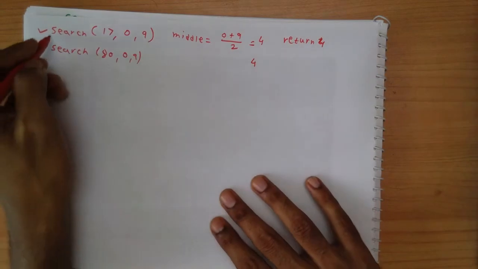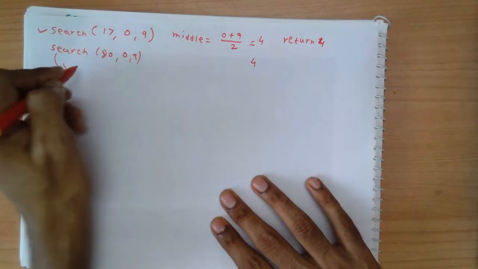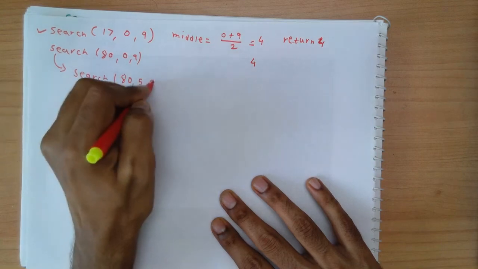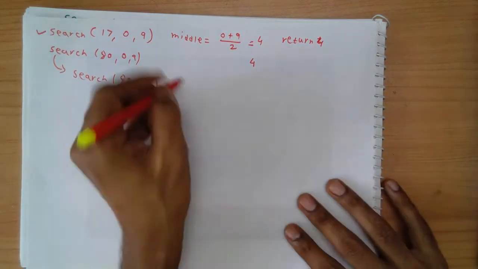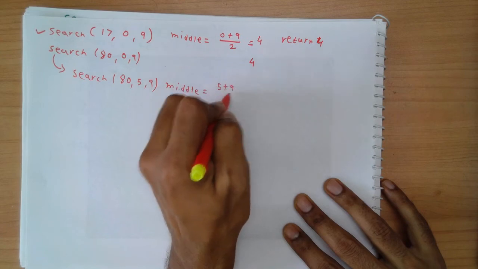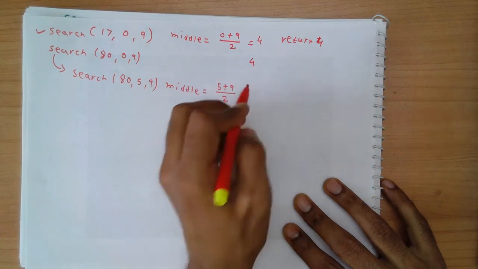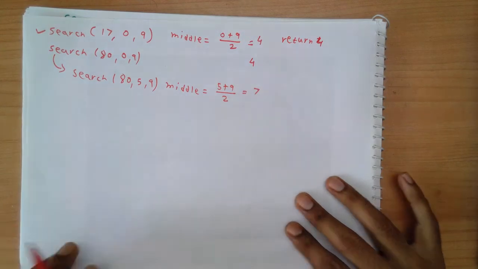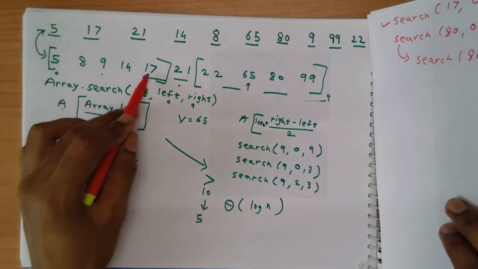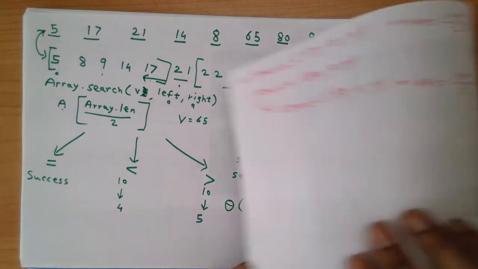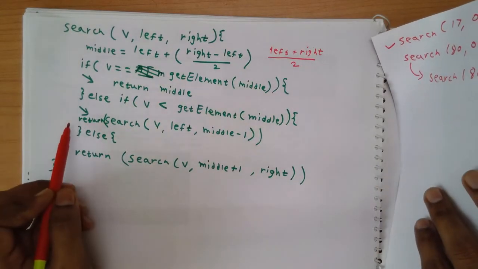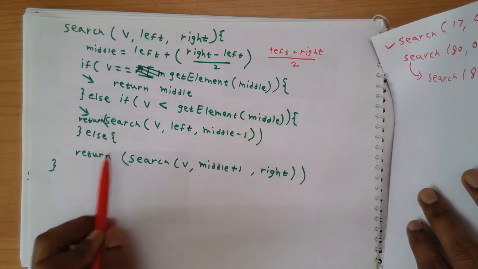So now this in turn will call search 80 from 5 to 9, middle plus 1, right? Now we have to again compute the middle for this call, which will be equal to 5 plus 9 divided by 2, which is 7. So I'll compare against the element at index 7, which is 65, and 80 is not equal to 65. Is 80 less than 65? It's not. 80 is greater than 65.